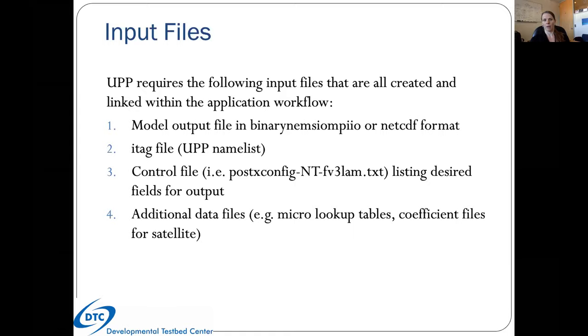An ITAG file, this is essentially the UPP namelist. Control file, this is the postxconfig. FV3LAM text file. This lists the desired fields for output. And then finally, additional data files, for example, the microphysics lookup tables, as well as coefficient files for satellite.